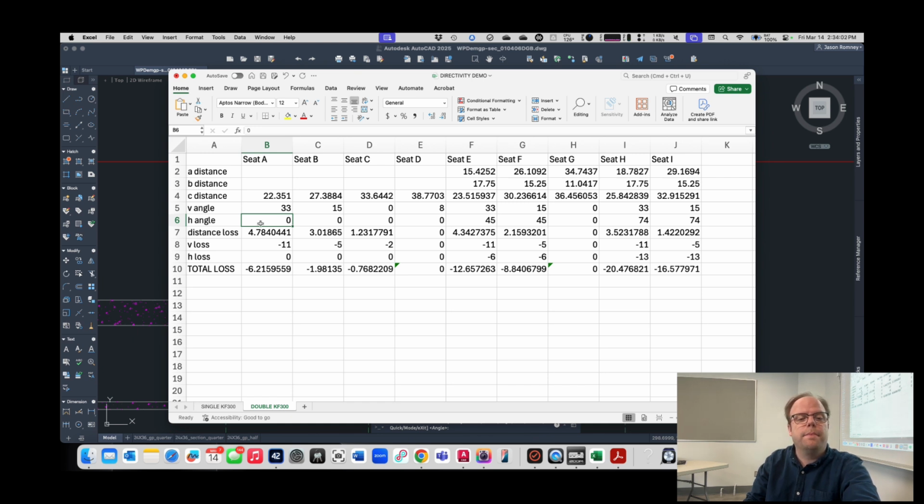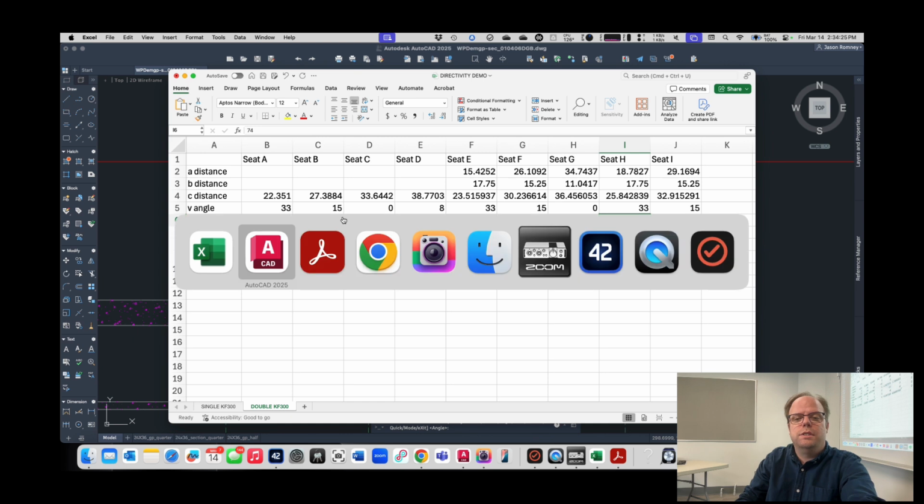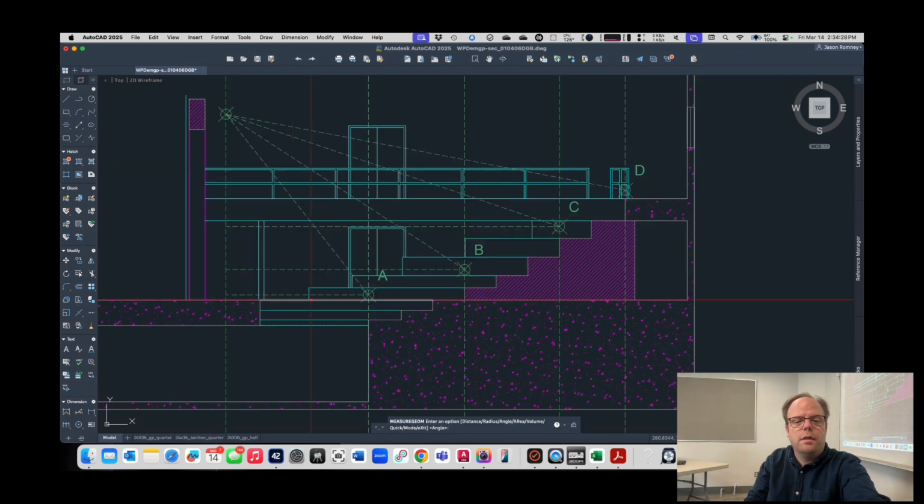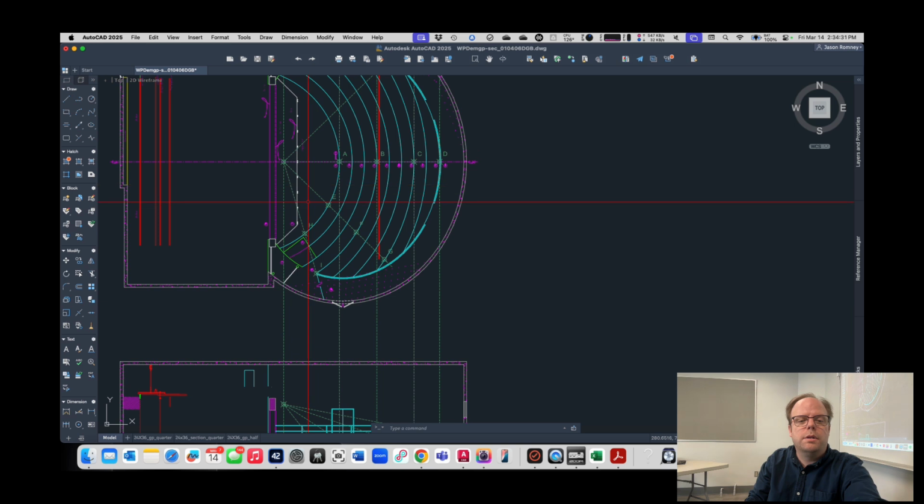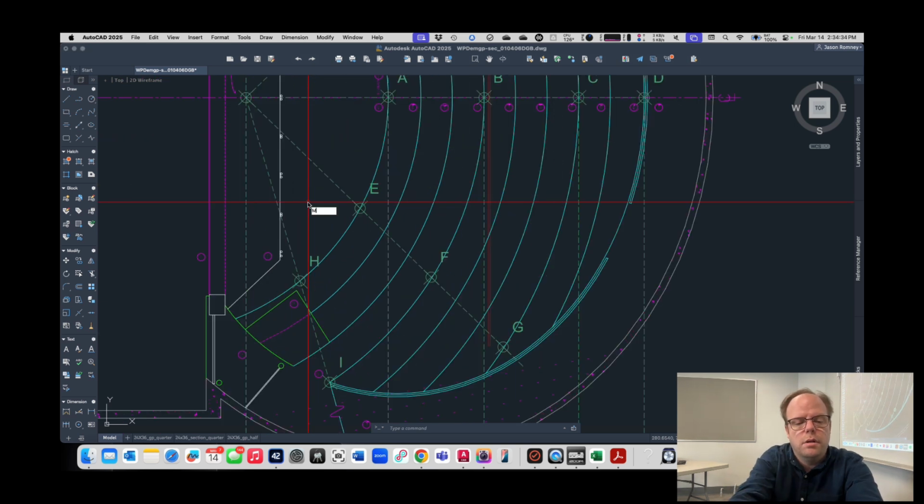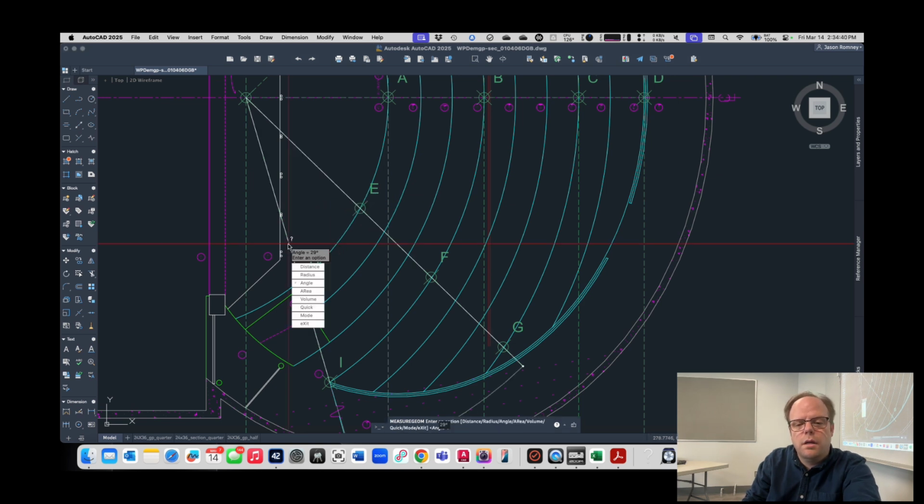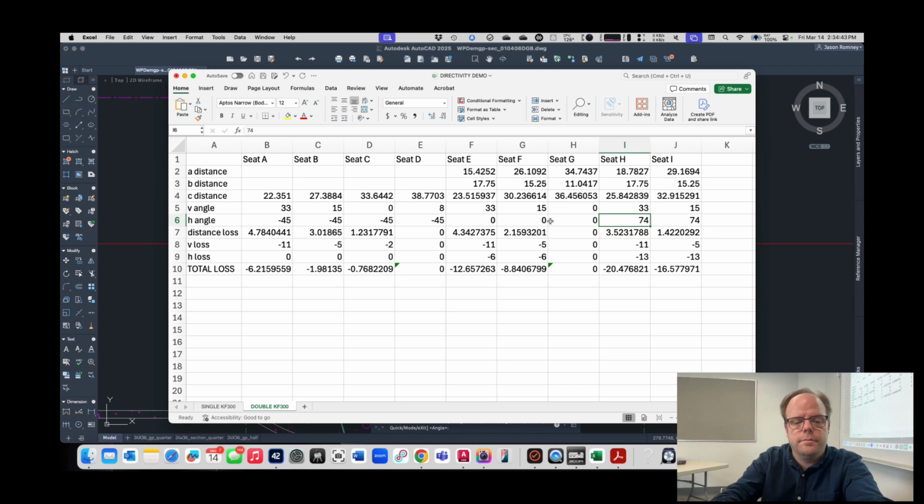Well, I know that horizontally to these seats, we're now going to be 45 degrees off, because I've rotated it. So this is now going to be, I'm going to call it minus 45, just to remember that it's on the other side. And this will be 0 now for horizontal, because it's aimed at this axis. So now I just need to do seat H and seat I, which are going to be nowhere near as far off as they were before. 29 degrees.